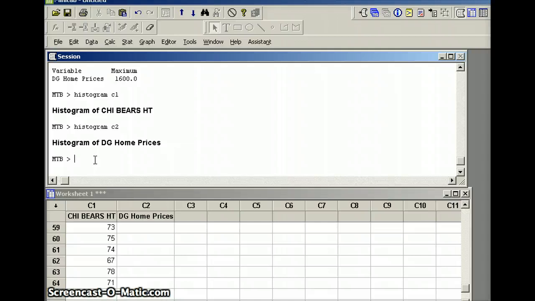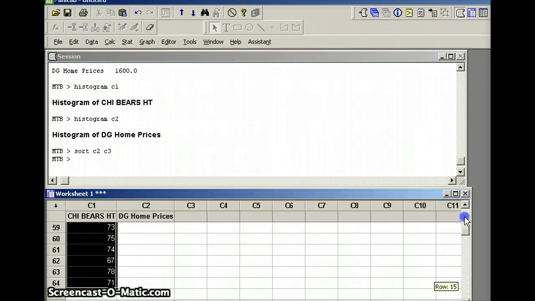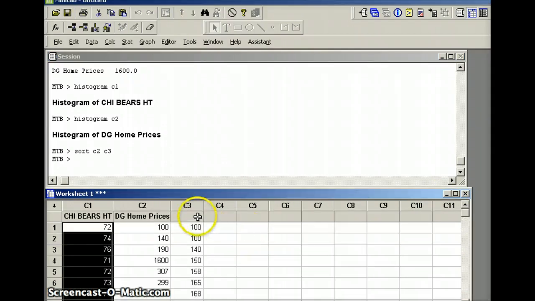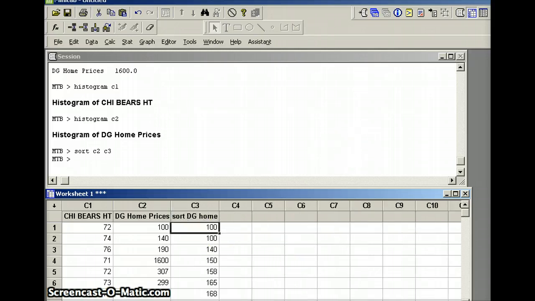So we're going to put the data in C3. I'm going to say sort C2, store that number in C3. It'll put those numbers in order from lowest to highest and put them in C3. So now we're going to look at the numbers in C3. So these are sorted Downers Grove home prices, just so we know what that represents. And how many numbers do we have in our data set? Let's take a look.